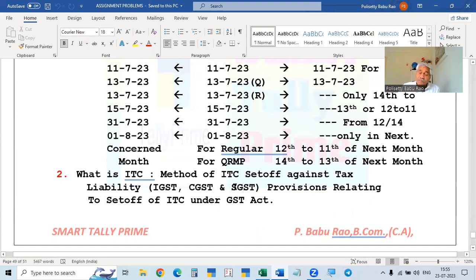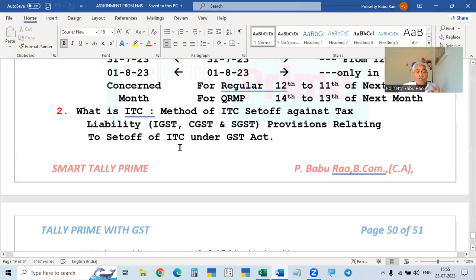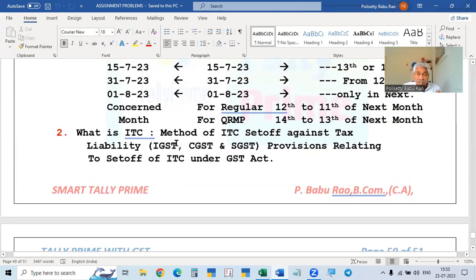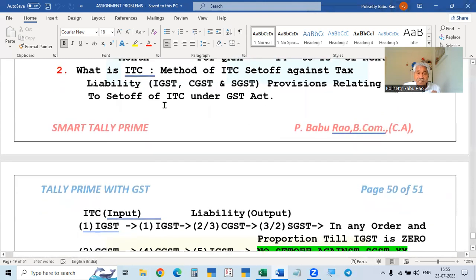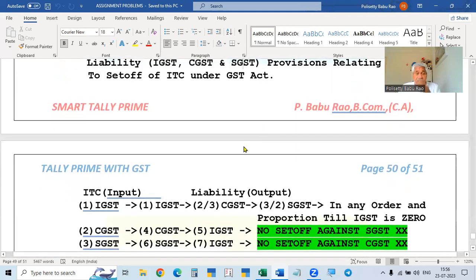So the input tax credit as well as the output tax liability will consist of these three heads. So how are these to be adjusted? There is ITC of IGST, CGST, and SGST. We should not take the total amount and adjust the total amount against the liability. It's not like that. IGST, CGST, and SGST are to be adjusted or set off in a particular way. There are some rules under Section 49, 49A, 49B, and Rule 88A. Under this, the rules are given.